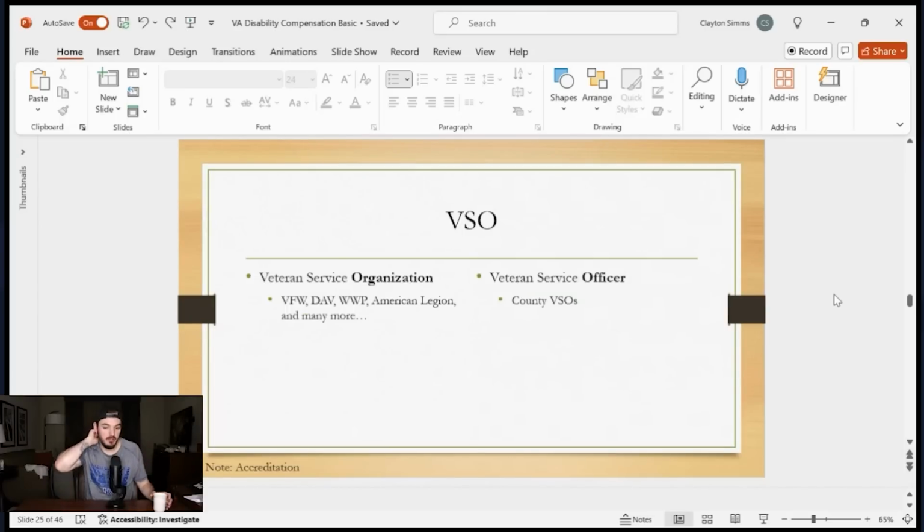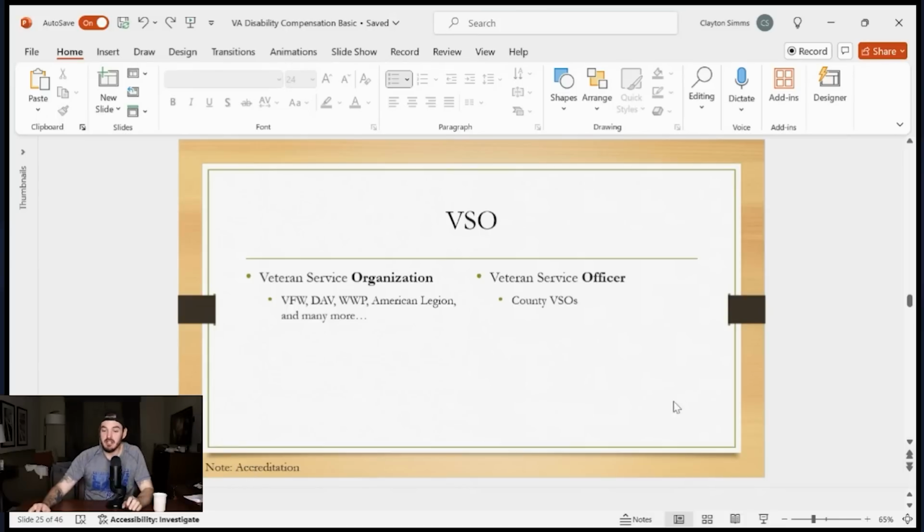Starting with VSOs: Veteran Service Organization, Veteran Service Officer. An organization like a VSO rep is going to be your VFW, your DAV, Wounded Warrior, American Legion. There are many more. Then you have VS officers at the county.